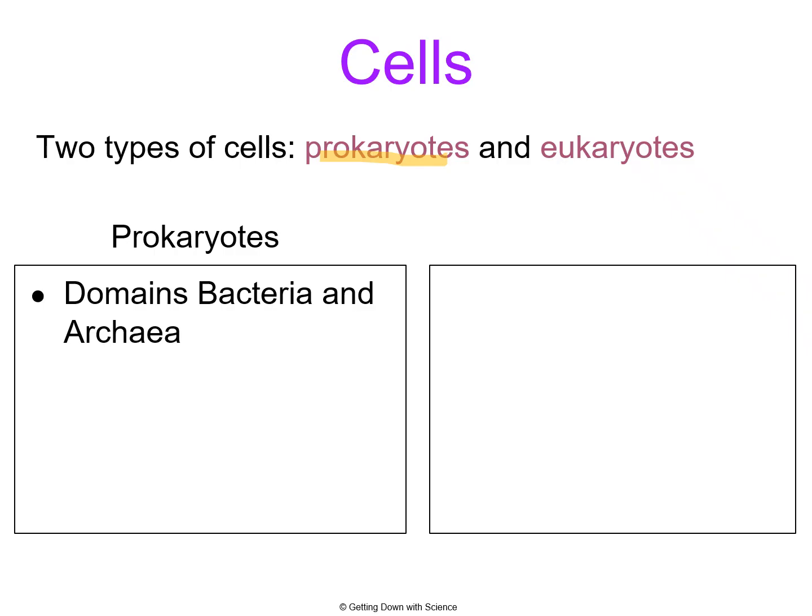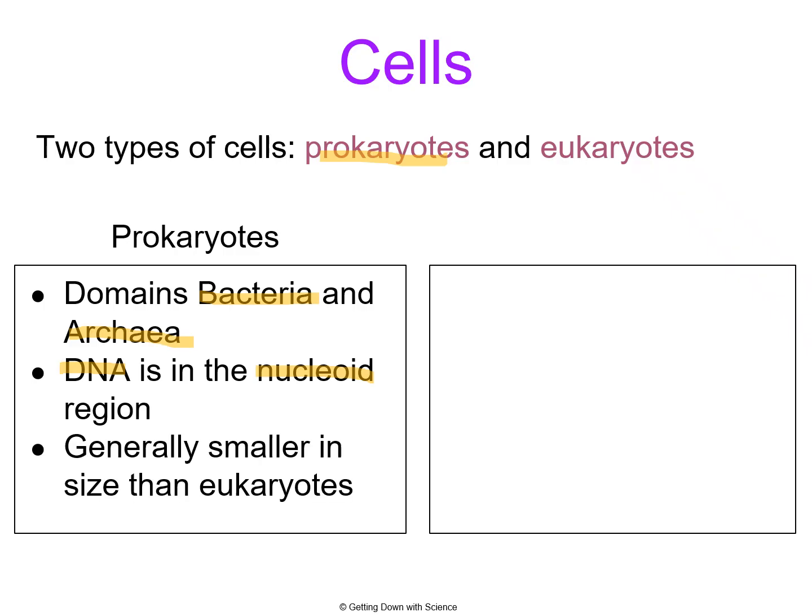Prokaryotes are bacteria and archaea. So these domains are comprised of prokaryotic cells. Prokaryotic cells do not have a true nucleus, but they do have a region where the genetic information is housed, and that region is called the nucleoid. So they do not have true nuclei, please remember that. Prokaryotes are generally smaller in size, so they're very simple cells, and this is also a result of them not having as many organelles, especially membrane-bound organelles.